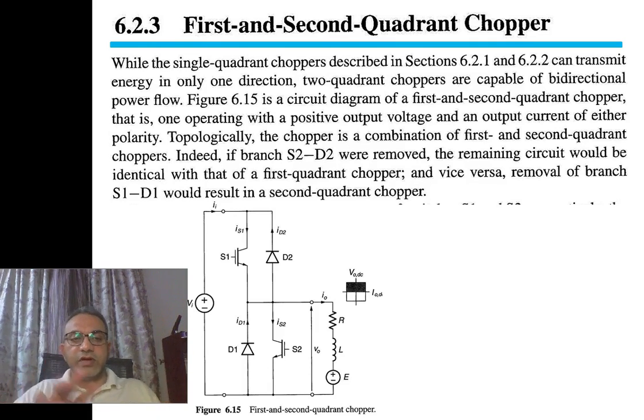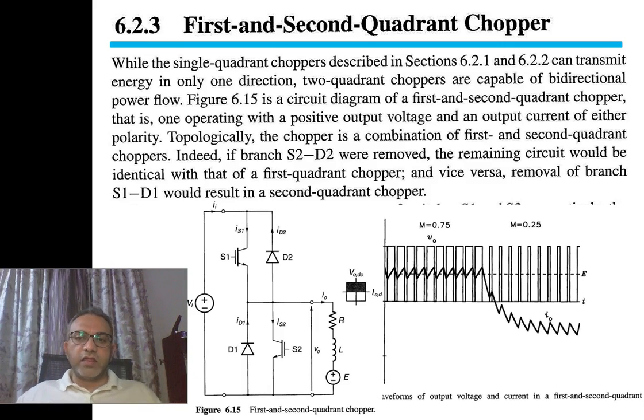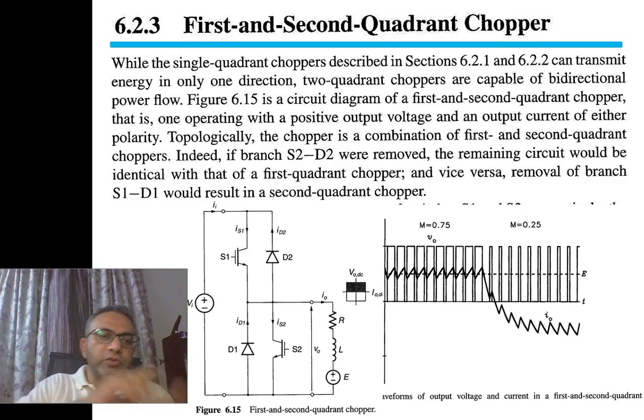Now what is this first and second quadrant chopper capable of? The output voltage is a function of the magnitude of the modulation index, but we can achieve positive current and negative current. We cannot achieve negative voltage. Positive current means when current flows from the source to the load. Negative current means when the current flows from the load into the source.